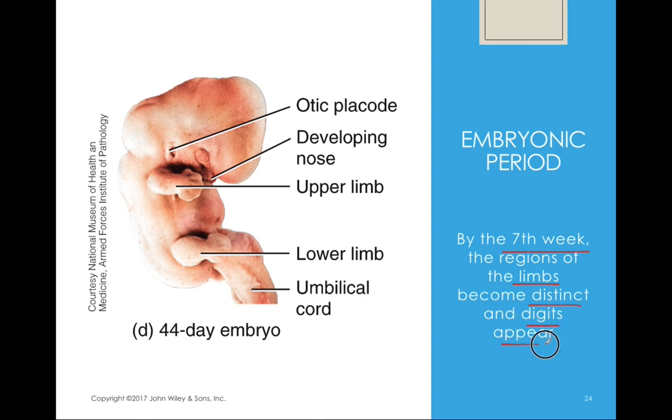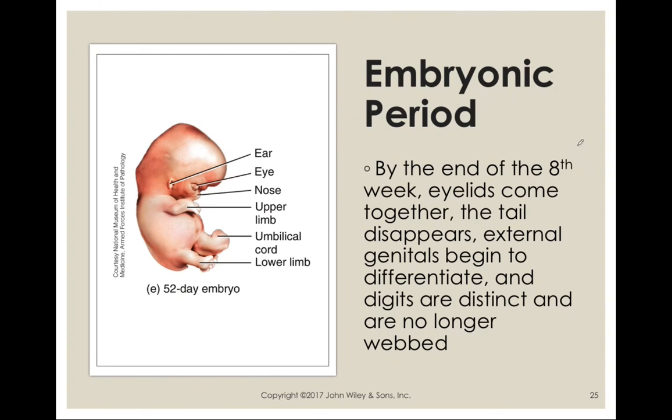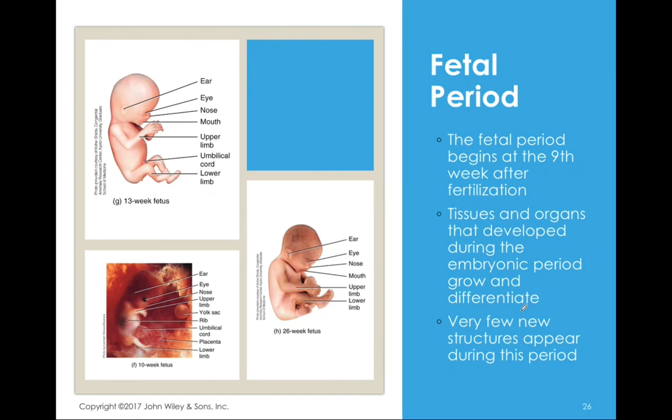It is here at the 8th week that the embryonic period is going to come to a close. You'll be able to see the eyelids, distinguish the sex based on the external genitalia that are starting to differentiate at this point, and the tail will be disappearing by the 8th week as well. Not only are the upper and lower limbs distinct, but the digits are going to be distinct also. So it is the 8th week that will mark the end of the embryonic period.